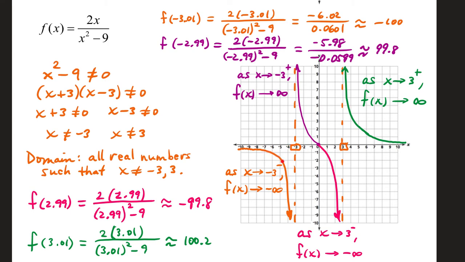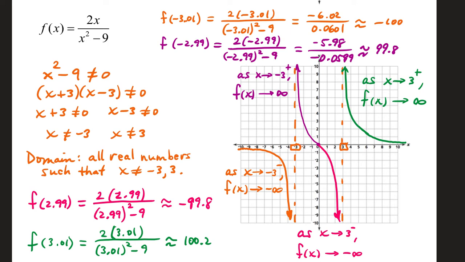Testing numbers approaching -3 from the left, you take numbers like -3.01. That's smaller than -3, but just barely. If you substitute -3.01 into your function, just carefully place it in for the x's, you get approximately a -100. So that tells us as x approaches -3 from the left side, our function values get more and more negative.